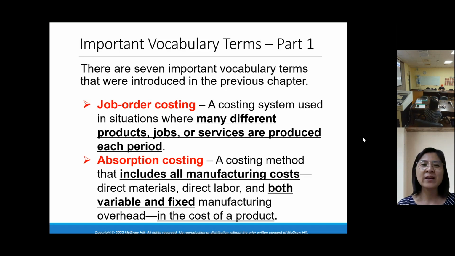Okay, and then the next one is absorption costing. So what is it? Yeah, there's a hint over there. I read that it's a costing method that includes all the manufacturing costs, direct labor, direct materials, and manufacturing overhead. So absorption costing includes all the costs that you just mentioned in the product cost. Is that correct? Yes, including variable and fixed. Good.